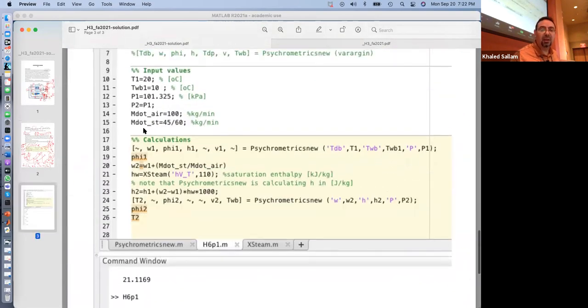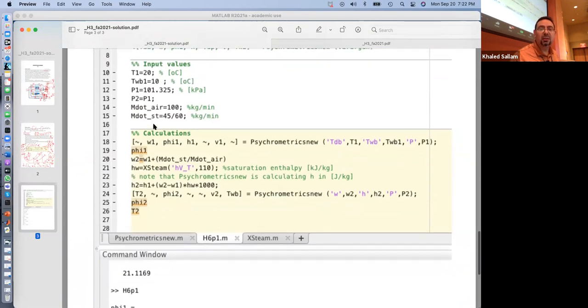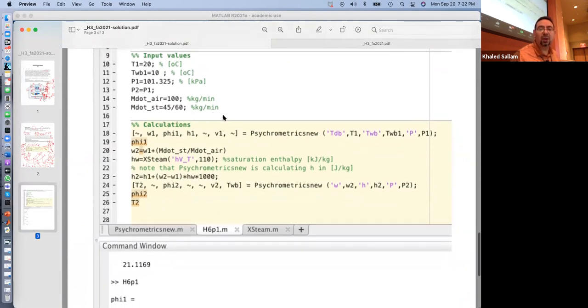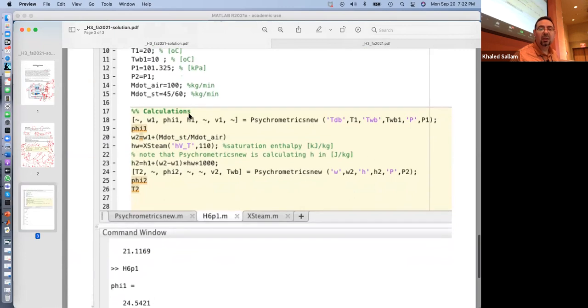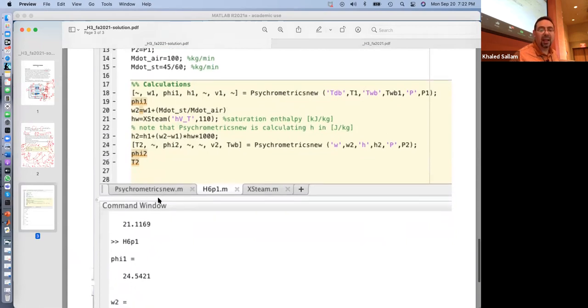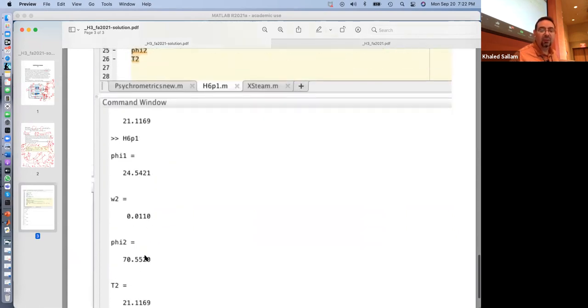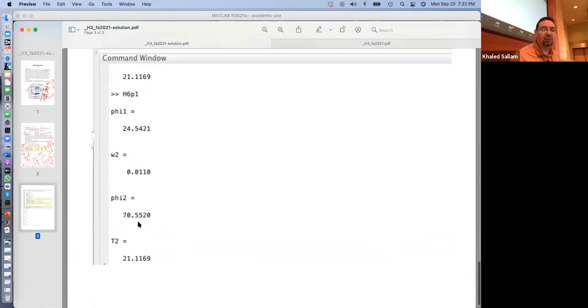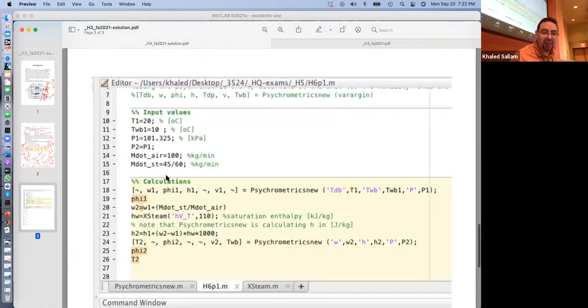the magic number. And the magic number is, I guess, 45 over 60 kilogram per minute. I'm dividing by 60 to make it kilogram per second. And that will get you Phi2 to be 70.5. That's good enough for me. And here's the temperature. Basically this value is what we need to hit 70%.